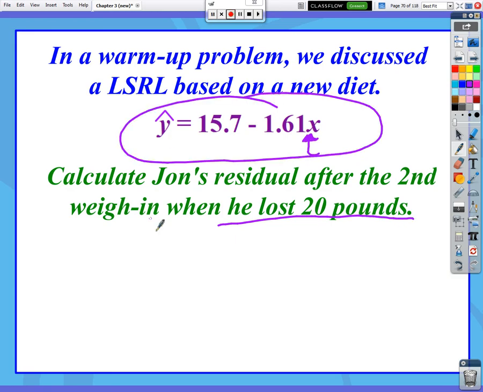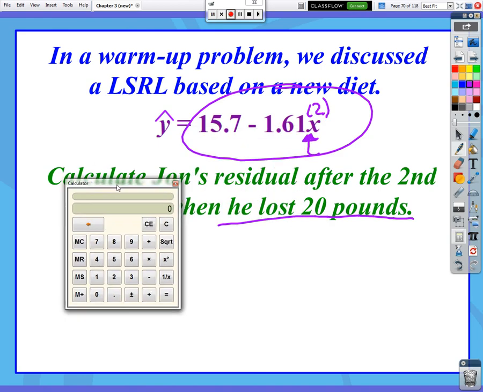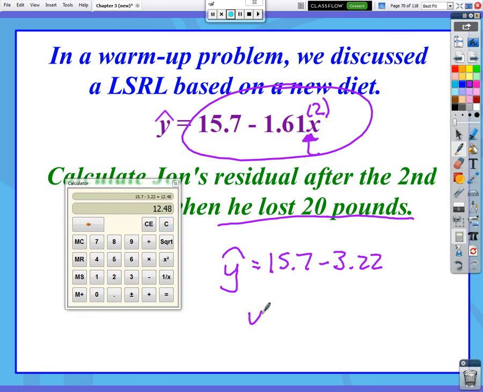Well, we're going to use our regression line to figure out how much weight we thought John would have lost after the second weigh-in. So we're really going to plug 2 in for our X, and then we need to figure out what this particular value is. So using my calculator, 1.61 times 2 is 3.22. So then in the end, y hat will be equal to 15.7 minus 3.22. So now let's do a little bit more math. Minus 3.22. And we would have predicted that John would have lost 12.48 pounds. That is our prediction.